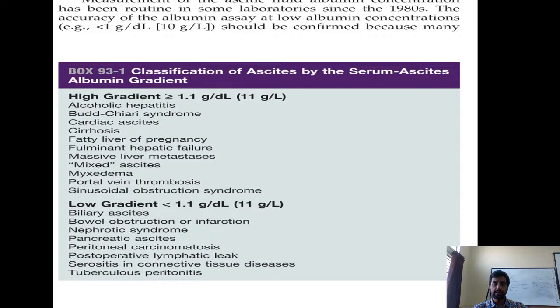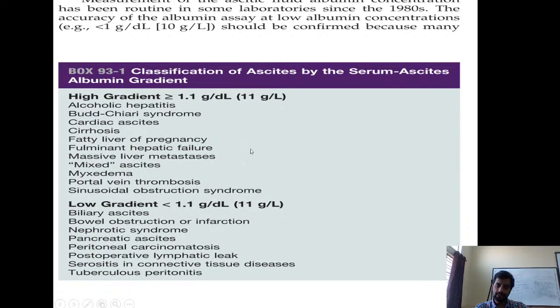Measurement of ascitic albumin concentration has been routine in some laboratories since the 1980s. Initially, we used to call it transudate or exudate based on LDH. We used to measure LDH and, based on this, call it exudate or transudate. But that concept is gone now. We'll be doing only SAAG in these patients. So a high gradient is more than 1.1.